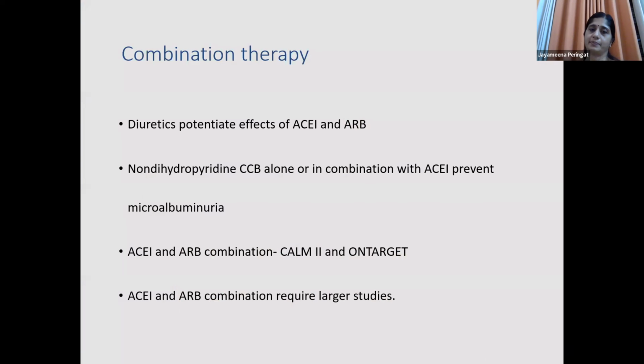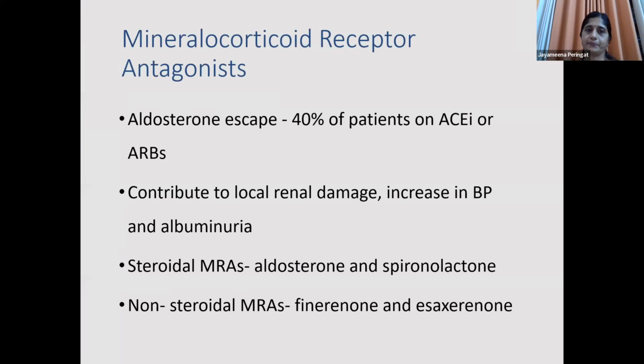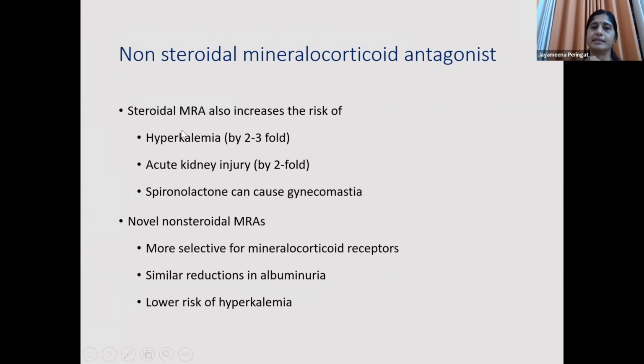So combination therapy is now out of the question. You can't combine ARB and ACE inhibitors together. And one more thing to say is that aldosterone escape occurs in 40% of patients who are on ACE and ARB. Ideally, the recommendation now is for a non-steroidal mineralocorticoid receptor antagonist, because it has a lesser incidence of hyperkalemia, acute kidney injury, and other side effects like gynecomastia.